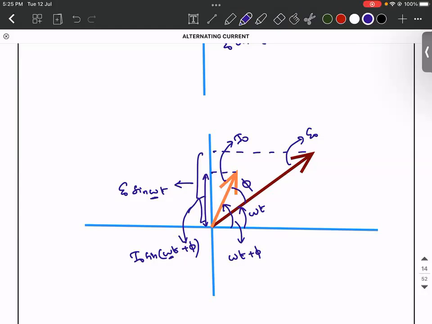The orange length is I naught. The length of the vector represents magnitude or amplitude. Is that clear? So projections represent the instantaneous value. This is what we are going to do throughout this chapter. We will be drawing the phasor diagrams to see how the input and the output are going to vary. Is it clear?